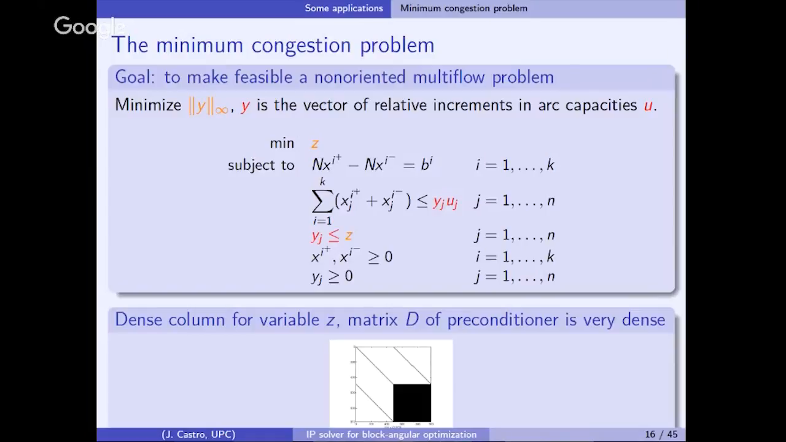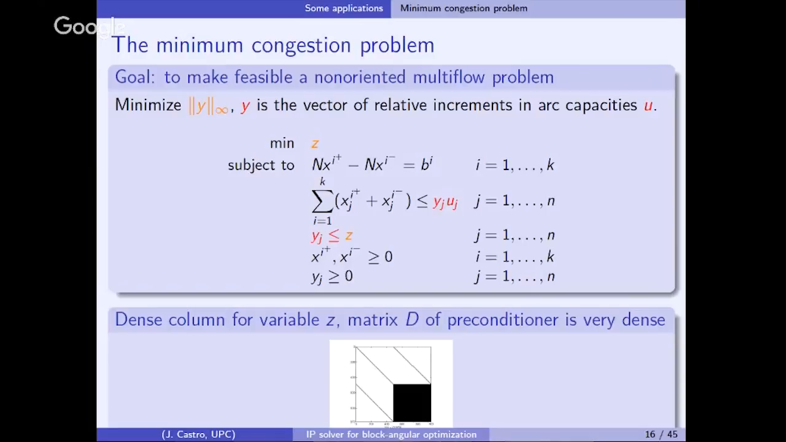Okay, but in that case, it's non-oriented. I mean, for every arc we have flows, forward and backward flows. Okay, we have the x plus and the x minus. Okay. These are the network equation constraints. These are the flow conservation constraints for each block. K is the number of blocks. In a standard multi-commodity flow problem, we want to route commodities at minimum cost. But in that case, that problem is infeasible.